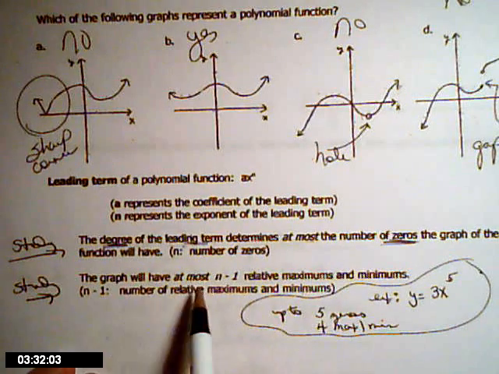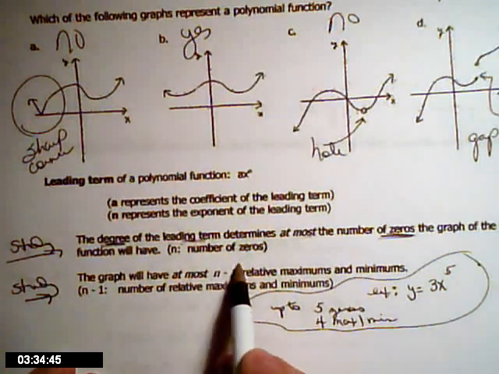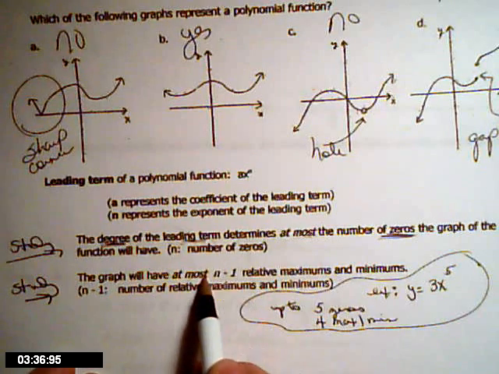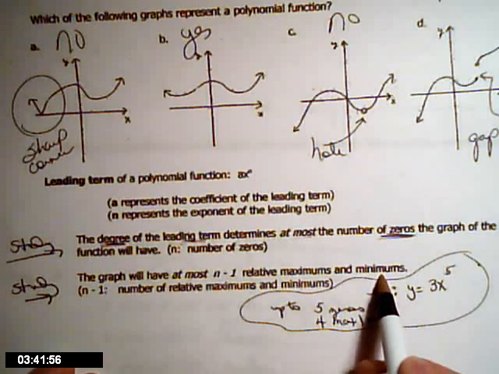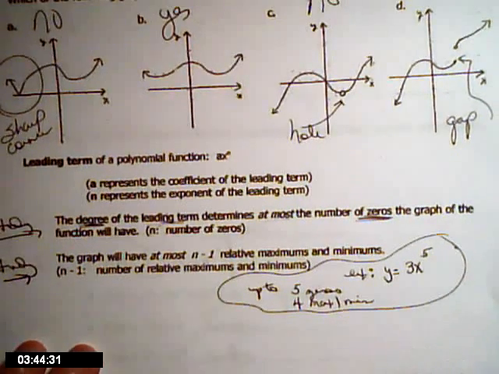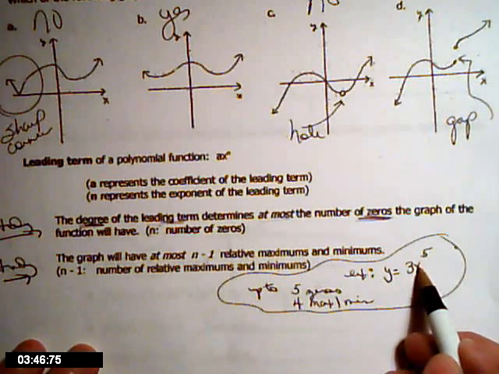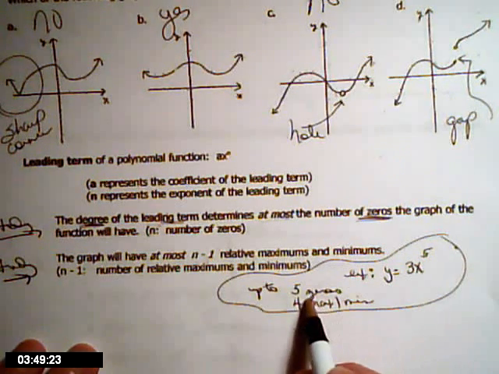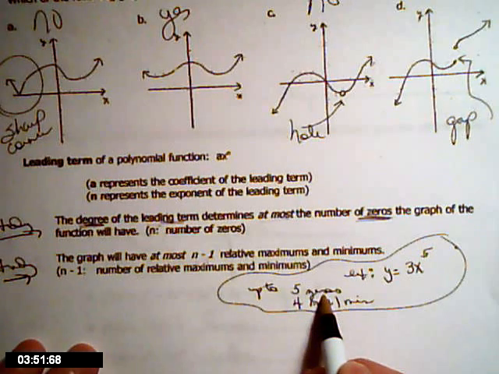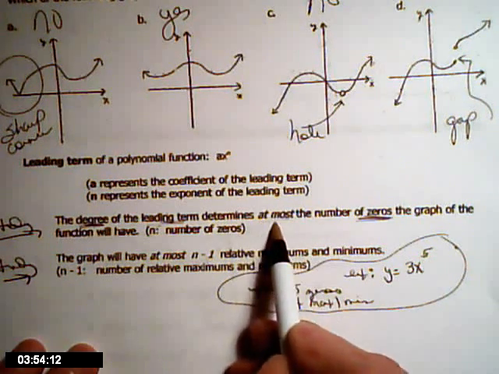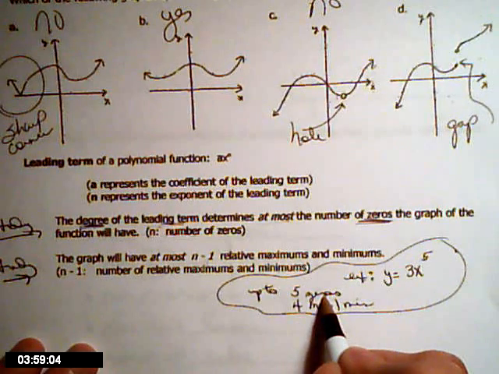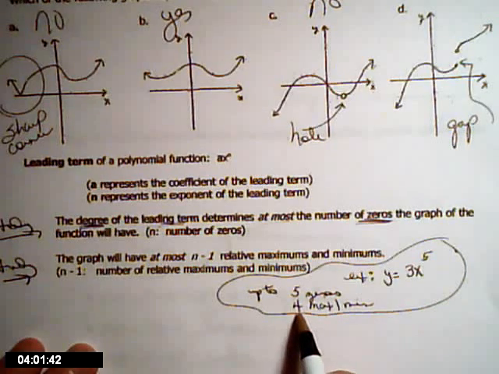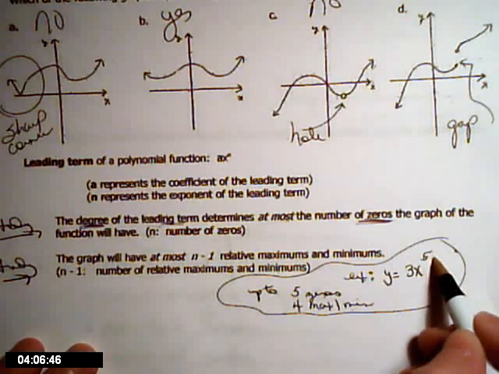Next, we're going to say the graph will have n minus 1, so the highest exponent minus 1, relative maximums and minimums. For example, if you have the problem y equals 3x to the 5th, it can have up to 5 zeros. Now, it may have less than. Remember those words, at most? It may have less than, but it could have 5 zeros. That's 5 x-intercepts. It can have up to, maybe less, 4 maximums and minimums, 1 less than that number.